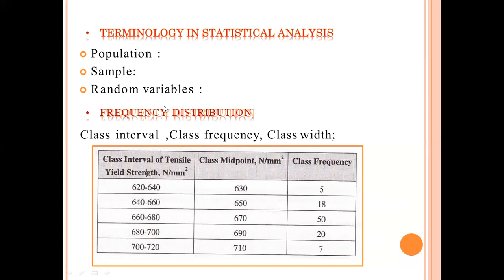Okay. Next point is frequency distribution. In that, three parameters are there. One is class interval, second one is class frequency, and third one is class width. So here one example is given: class interval of tensile strength 620 to 640. Then class midpoint is 630, that is the class width, and class frequency is 5. So for this class interval, midpoint is 630 and 5 is the frequency.